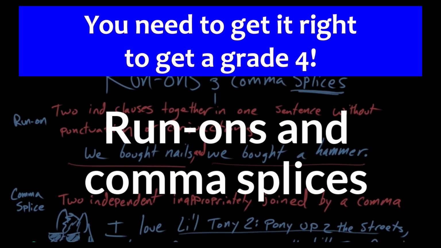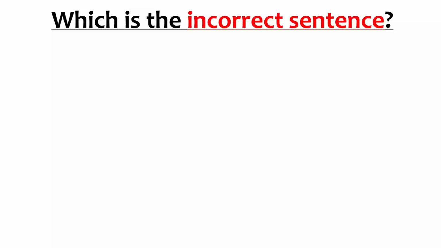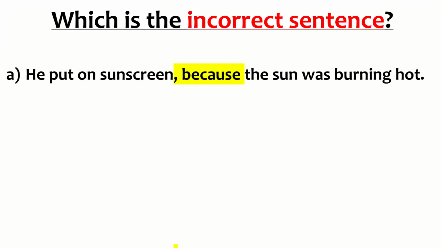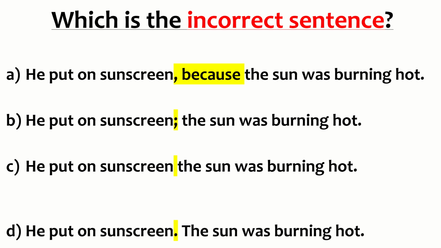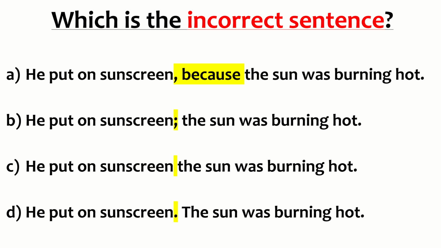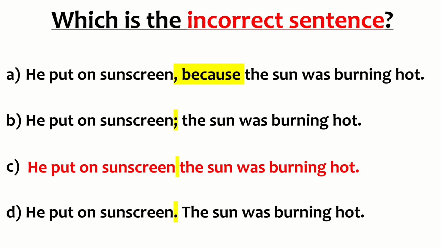You do need to get this right over grade 4. I've never ever seen a written piece of work get a grade 4 without these, basically because it's simple sentence structure. Okay, so run-on sentence, so have a think to yourself, which of these is incorrect? So pause the video and have a think. Okay, it's C, and now we're going to talk about why.